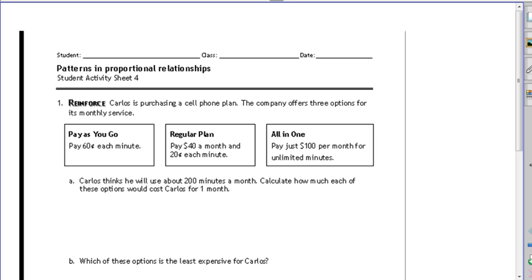Hey, this is Mr. Lee, and this is going to be a video tutorial for Chapter Three's Activity Sheet 4. Activity Sheet Four's main point is pretty much brushing up on all the skills I've taught you so far, whether it's proportional relationships, finding patterns, finding the constant, or graphing. We're all putting that together.